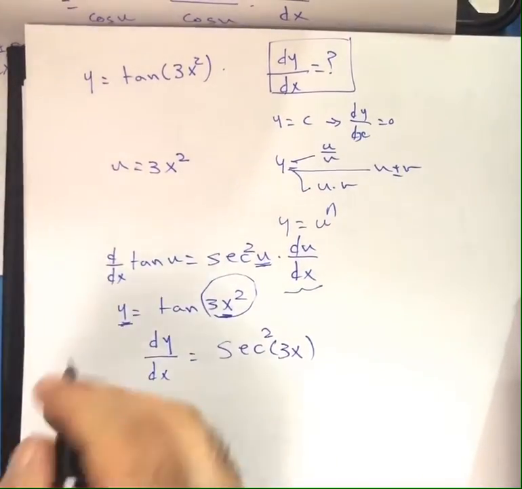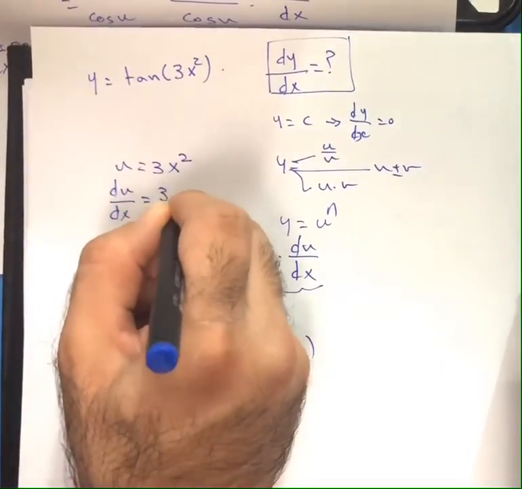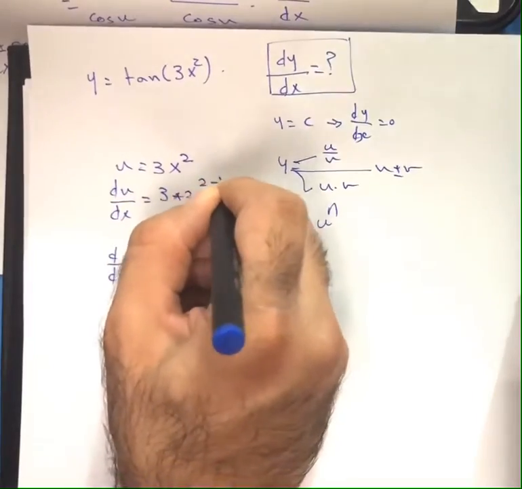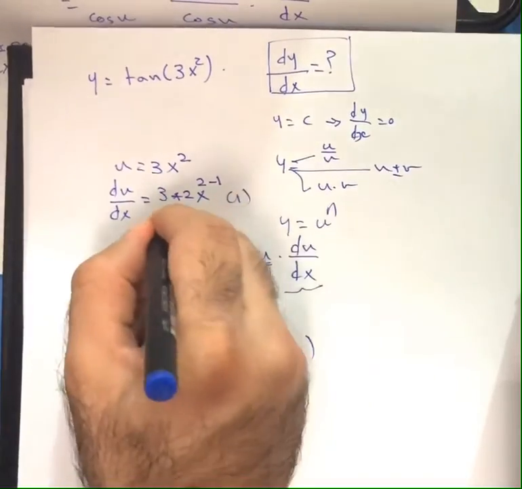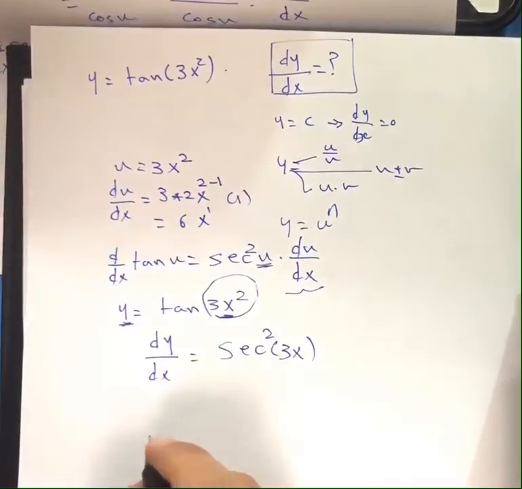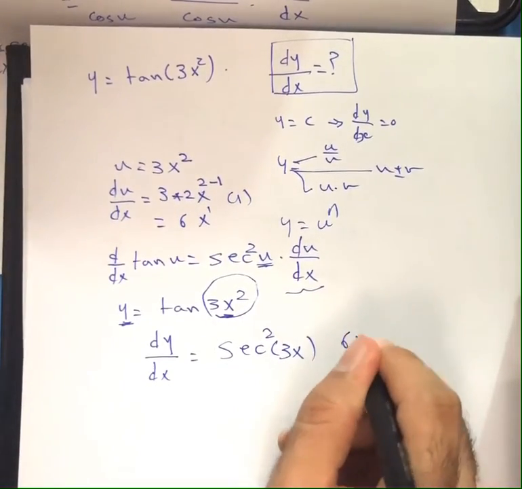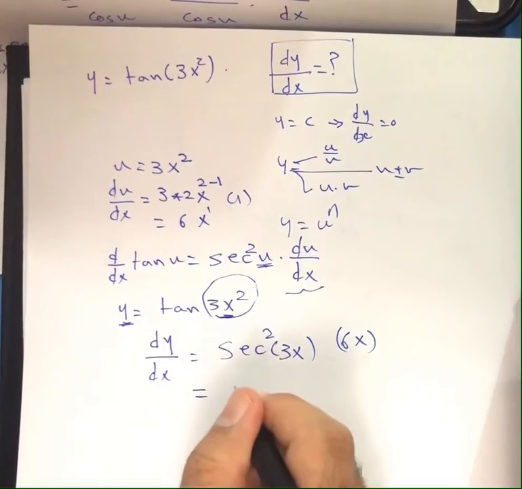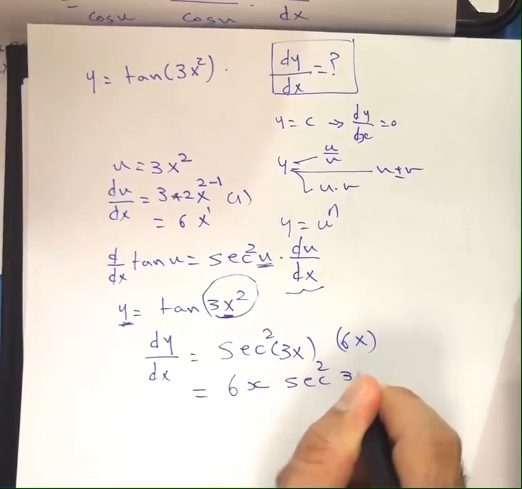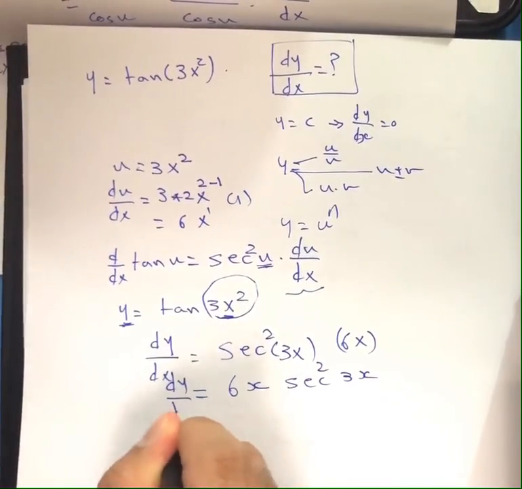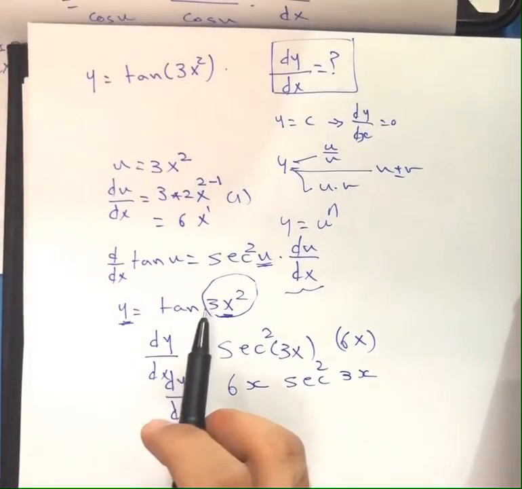Then du by dx will be 3 multiplied by 2x to the power 2 minus 1 multiplied by the derivative of x with respect to x, it will be 1, so that this will be 6x to the power 1. In this way, I can write it here, 6x. Now I can just prepare it, 6x sec squared 3x squared. This is dy by dx for this function, for tan 3x squared.